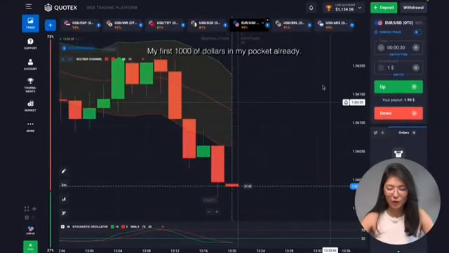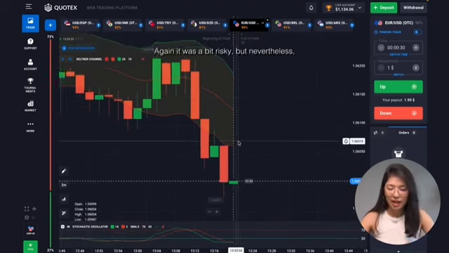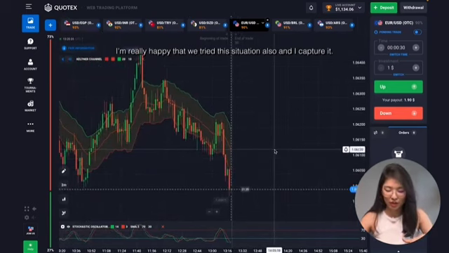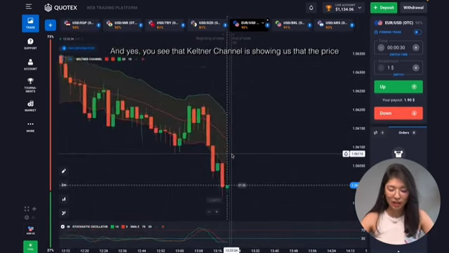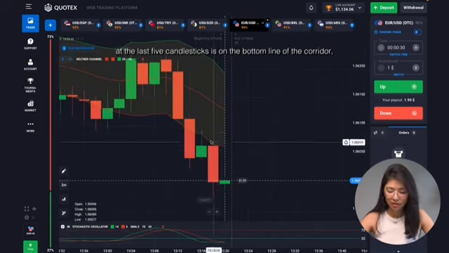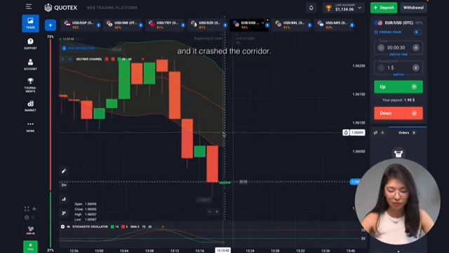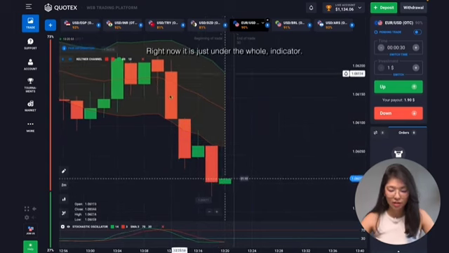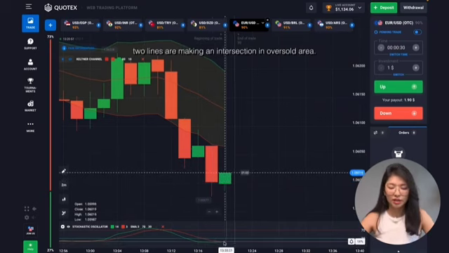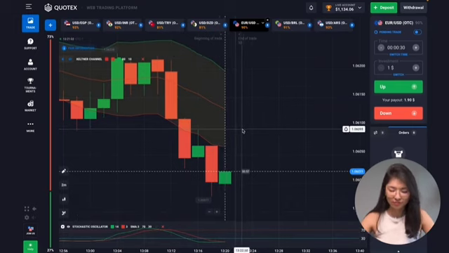Okay, my first $1,000 in my pocket already, and I'm really happy about it, and we're just going with the trend. Again, it was a bit risky, but nevertheless, I'm really happy that I tried the situation also, and I kept trading. So, you see that the Keltner channel is showing us that the price in the last 5 candlesticks is on the bottom line of the corridor, and it crashed the corridor. Right now it's just under the whole indicator, and also the stochastic oscillator is showing me that two lines are making an intersection in the oversold area. So I think it's a pretty cool situation to make a put option.